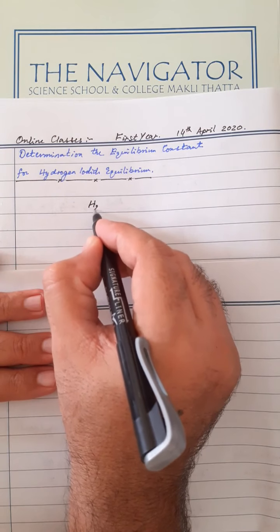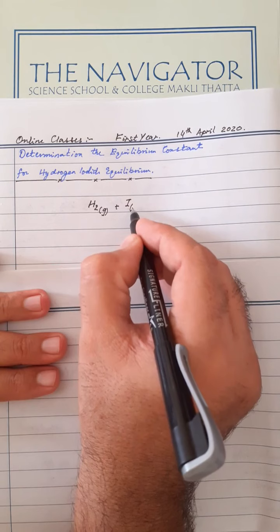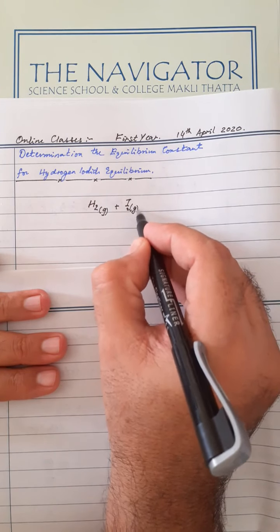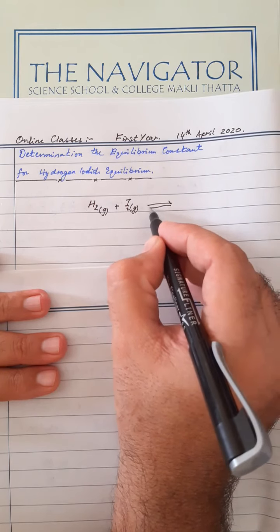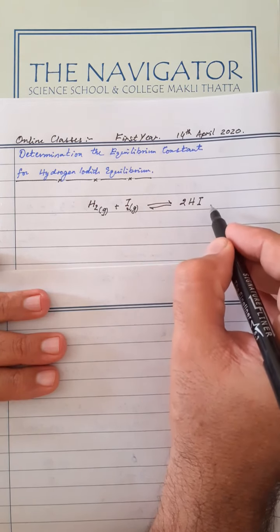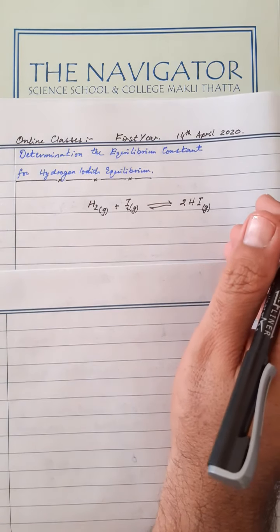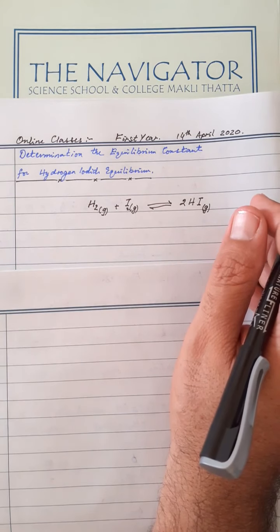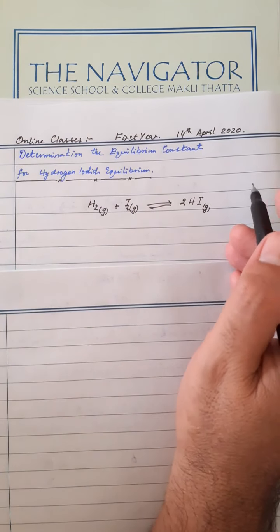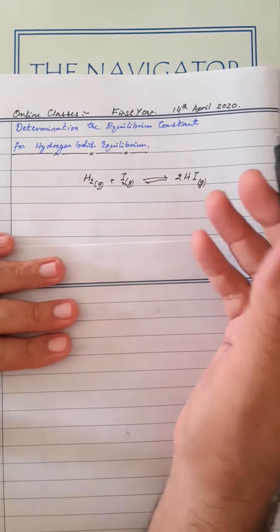Hydrogen gas reacts with iodine, I2, vapors of iodine, and they convert into hydrogen iodide, vapors of hydrogen iodide. Now the hydrogen iodide can decompose back to hydrogen and iodine. So this is a reversible reaction.